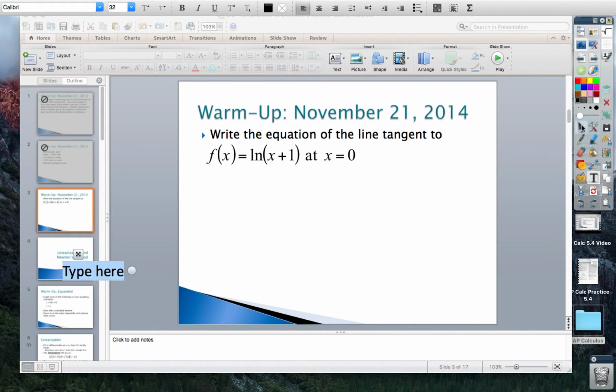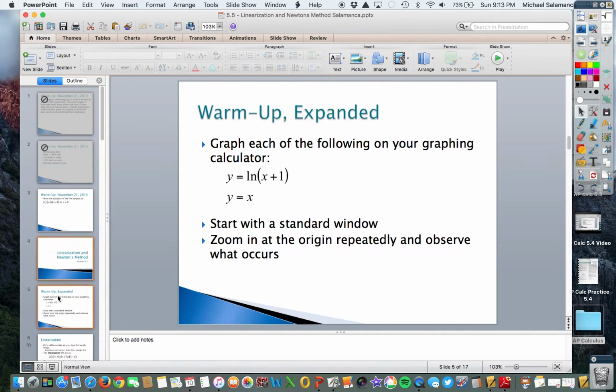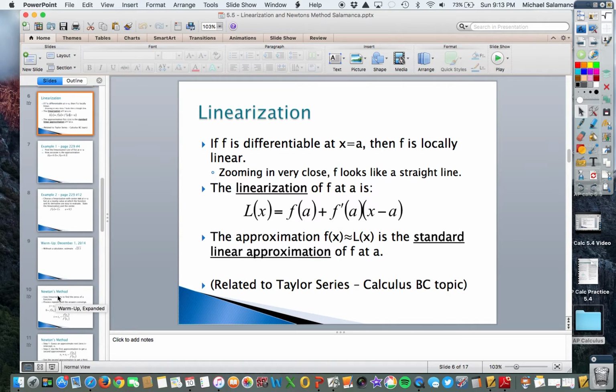So again, we're working on linearization and Newton's method. So let's talk about linearization for a second. Linearization states that if f is differentiable at x equals a, then f is locally linear. Keep in mind, linear sounds exactly what you think it sounds like: line.